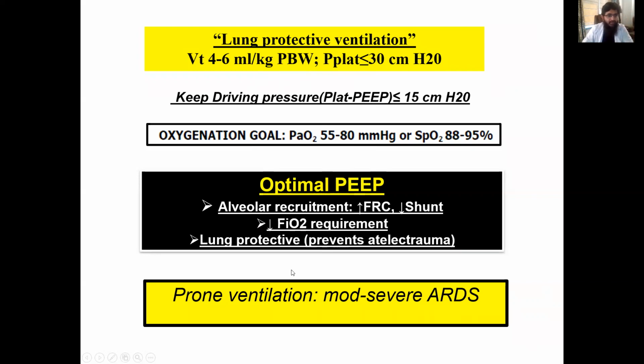And prone ventilation, as we have done in COVID patients, we have seen its benefit in moderate to severe ARDS. The same concept applies in patients with acute respiratory failure and immunocompromised state with moderate to severe ARDS. Prone ventilation can be given if required.